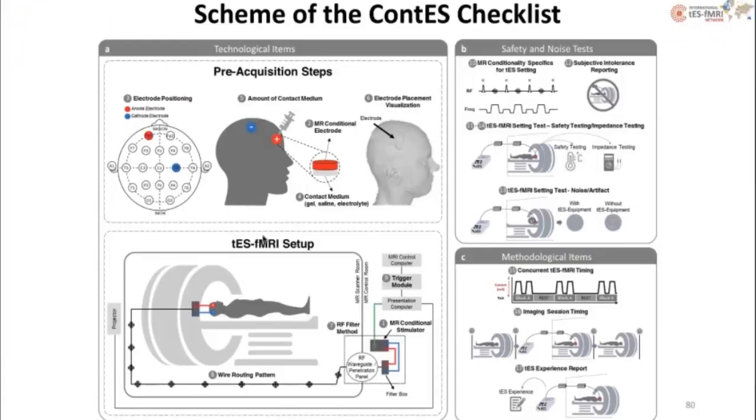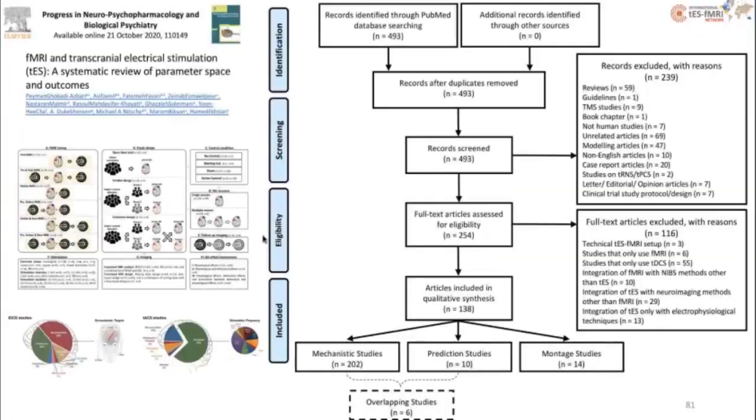Here you can see the concurrent tES-fMRI, or briefly ContES checklist, which, as was discussed, consists of 70 items in 3 categories. We were interested in knowing the current state of literature reporting the ContES checklist items and how the checklist would impact future studies. So after the checklist was finalized during our Delphi process, we were interested in knowing the extent to which each study reported the items deemed significant to be reported in a concurrent tES-fMRI manuscript.